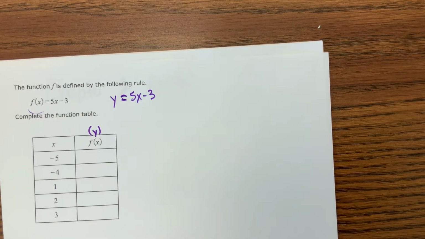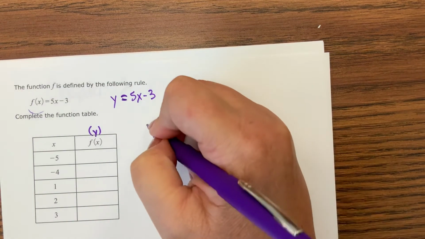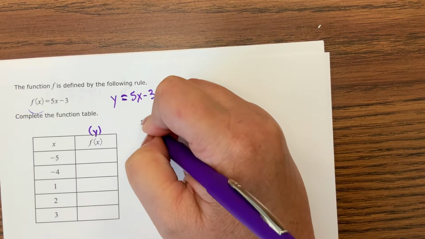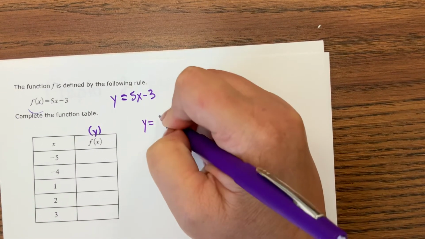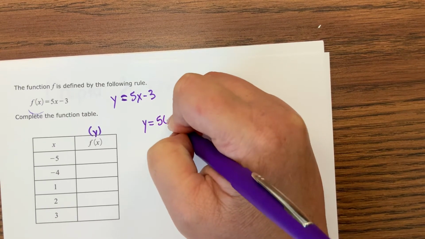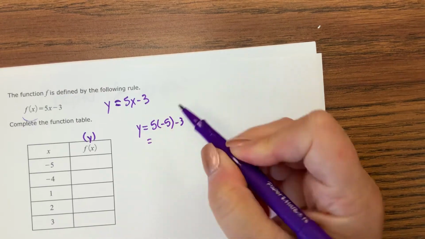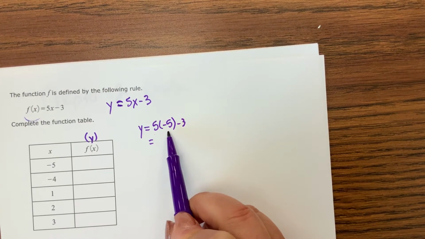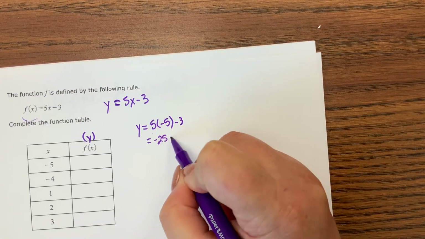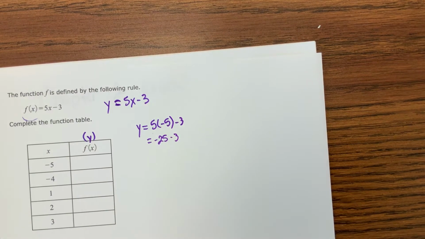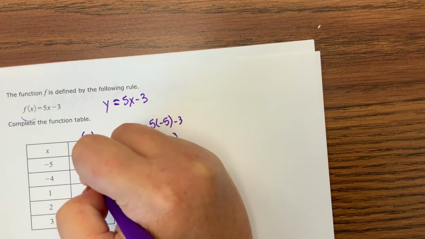So you're going to do what we would do, in any equation. If we know our x, we're going to substitute them in. And you can even use the y equals, it doesn't matter which notation you use as long as you understand what they each are. So 5 times -5 is -25 minus 3, and that would be -28.